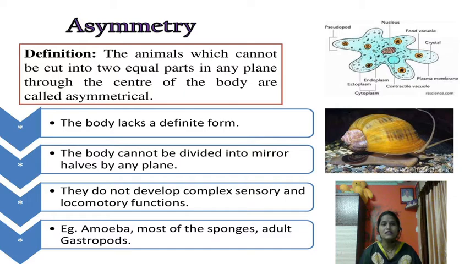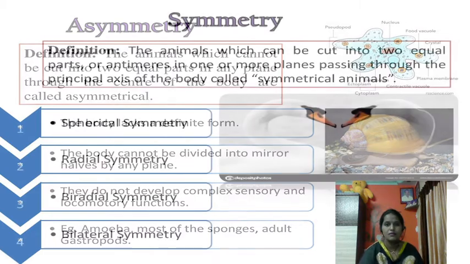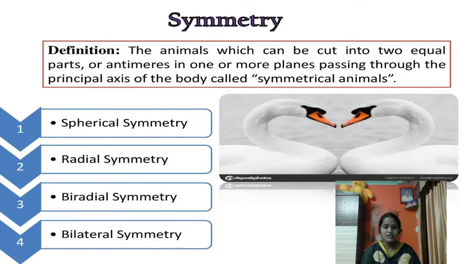The examples are amoeba, most of the sponges, adult gastropods. So I've shown you the example of amoeba and apple snail. These are the animals which cannot be divided into two equal halves. So these are asymmetric organisms. Now next is symmetry.